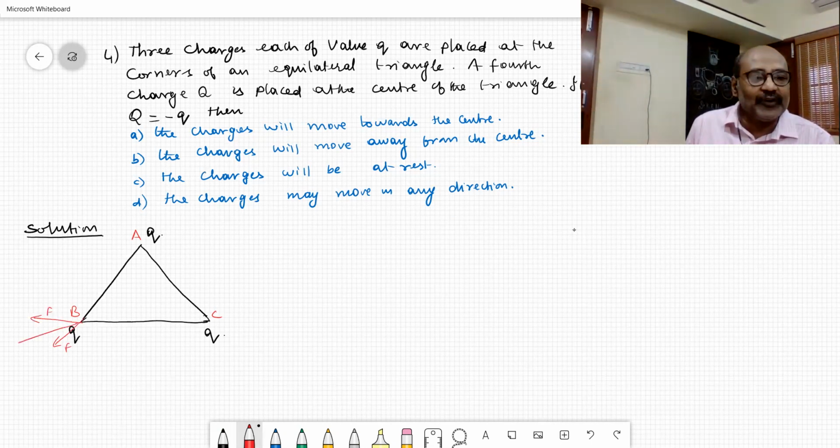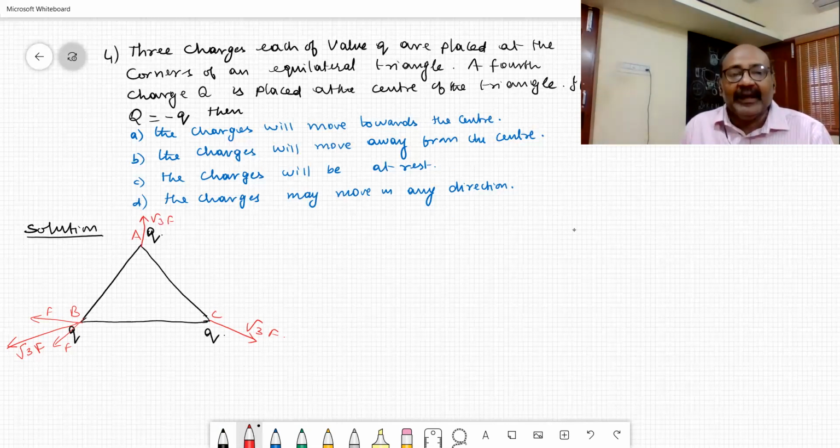So the resultant force that is available, in the previous problem we have calculated, is root 3F. So at each and every corner, the resultant force available is equal to root 3 into F. Here also the resultant force available is root 3F. Now another charge is placed at the center.